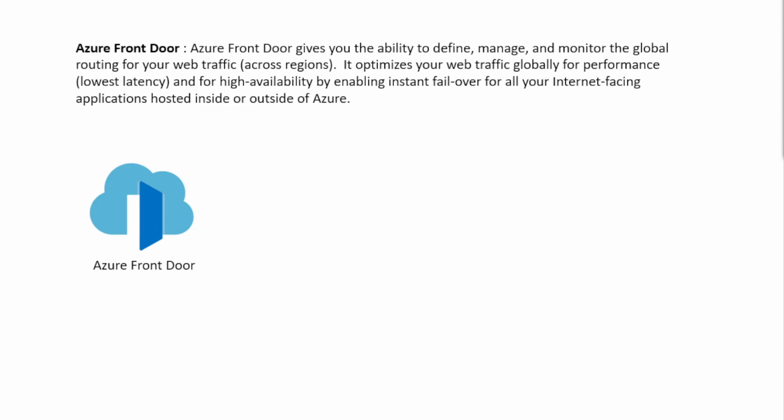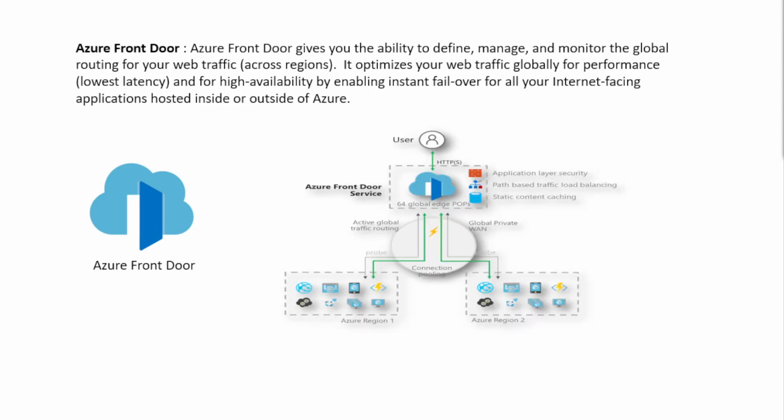I want to show you the architecture diagram as well. So this is how it works. I've already told you about the use case where we have HTTPS traffic and two geographical locations. The Azure Front Door service redirects the traffic according to your location. You can have path based routing as well.